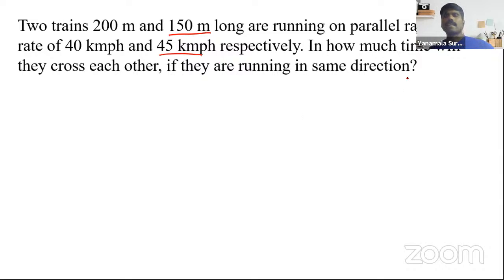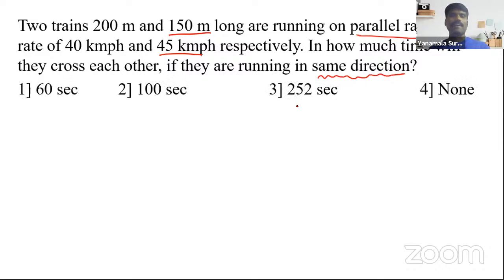In this case, they haven't mentioned whether it is the same direction or opposite direction. They said parallel rails. It might be the same direction or it might be the opposite direction. So the possibility is there. Done. Let me complete this question. In how much time will they cross each other if they are running in the same direction? Here they have given clearly that both are running in the same direction. Yes, and they have given options like 60, 100, 250 and none of these. Dangerous option, last option. Let me solve this question.